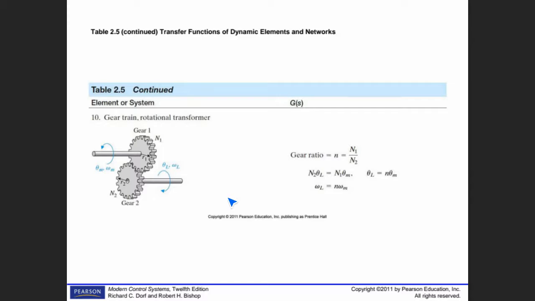For a gear system like this, the gear ratio is N1 over N2, which also represents R1, the radius, over R2. But neglecting the loss here, input power is equal to the output power. Neglecting the loss. Power neye eşit?